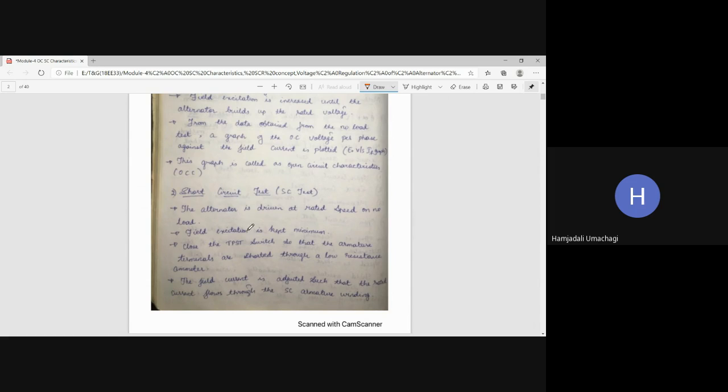Then close the TPST switch. Since it is a short circuit test, here we have to close the TPST switch so that the armature terminals are shorted through a low resistance ammeter. Then what do we have to do? The field current is adjusted such that rated current flows through the short circuit armature winding.